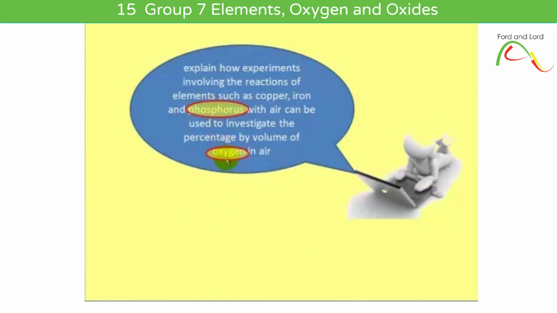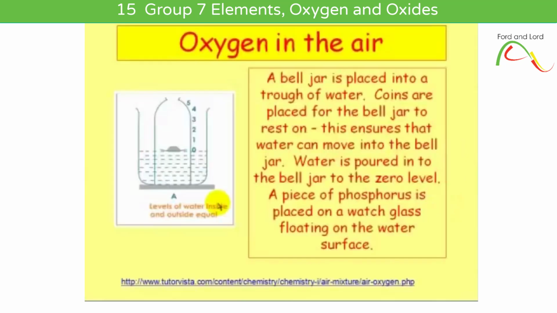Now, phosphorus and oxygen can be made to react together in a similar sort of way. Here we've got a setup over here. What we've got is a bell jar. The bell jar has been placed in a trough of water. You put coins down here at the bottom to make sure that water gets underneath and so can fill the bell jar if need be. Water is poured to the 0 level here. We then float on a watch glass a piece of phosphorus. Okay? And that floats on the surface.